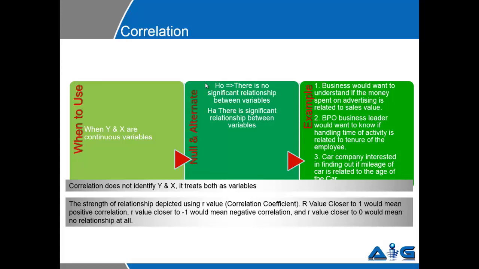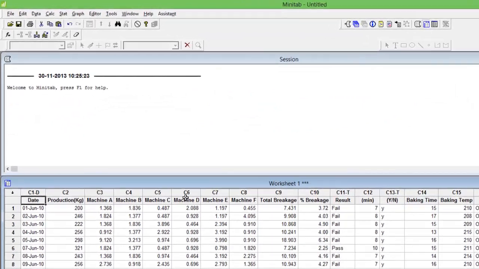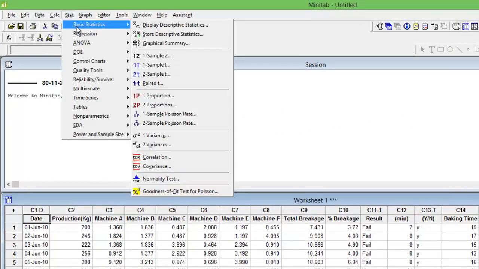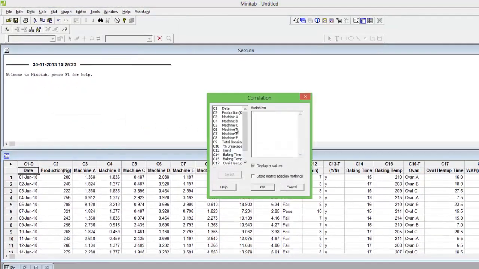So if you are conducting a correlation test, let me see if I can do that for you. Yeah. So correlation test would lie in the stats area. Stats, basic stats, go right. Correlation. Choose both your variables. I am looking at the total breakage quantity, which is in kilos, versus production in kilos.